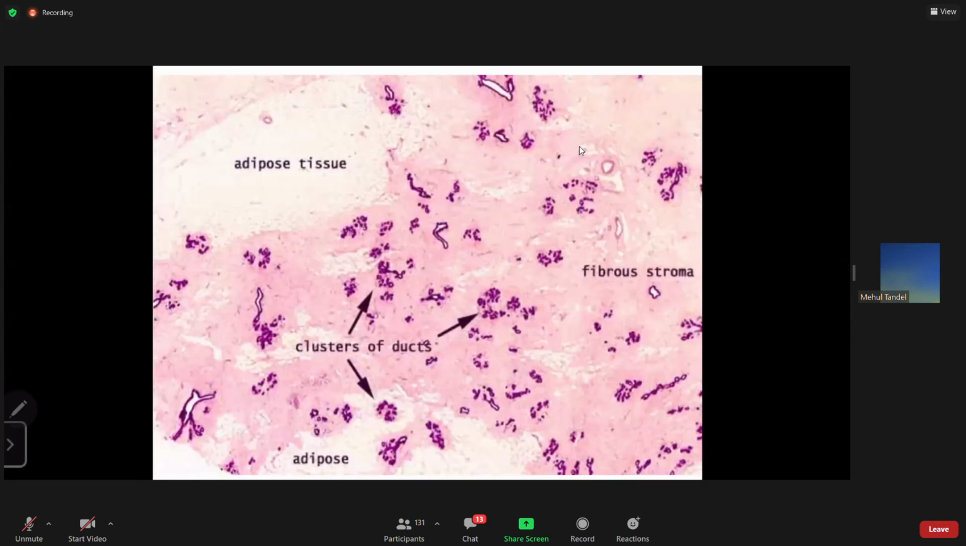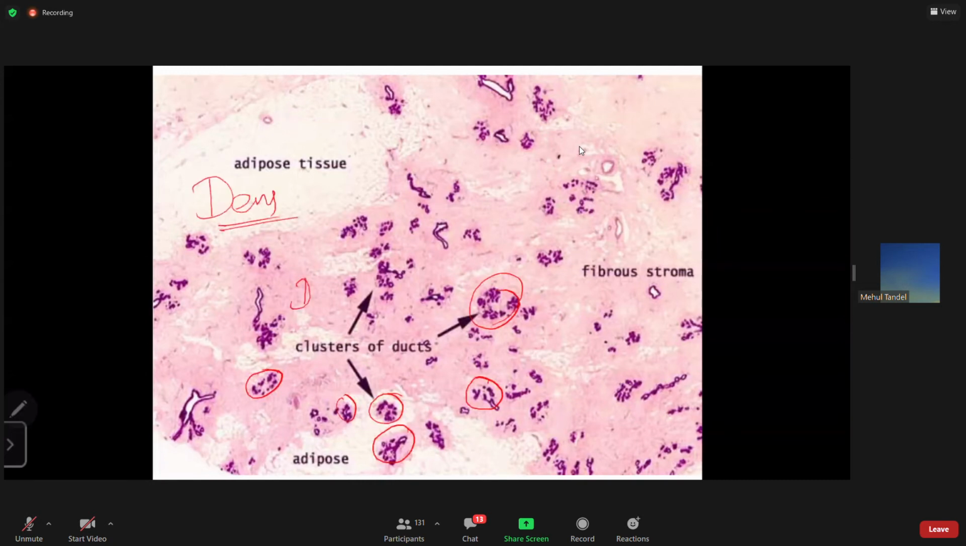You can see, this is an immature mammary gland. Whatever smaller dark areas you see, all these are clusters of small ducts. No alveoli, because these are not alveoli, only ducts, just surrounded mainly by dense connective tissue. So that is an immature mammary gland.